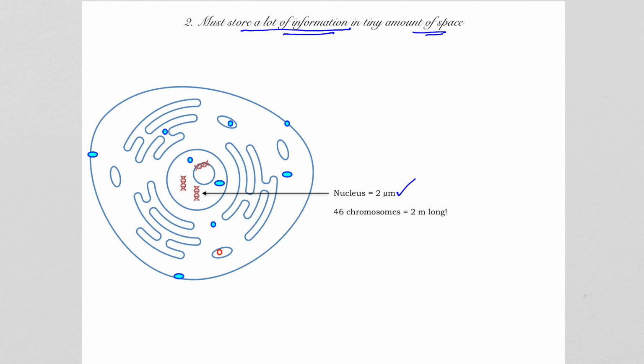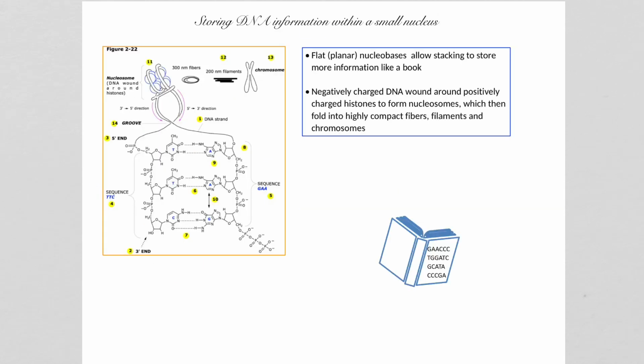Now, the nucleus is about 2 micrometers in dimension. While the 46 chromosomes, if you extend all the DNA out of every chromosome and join them together, they are about 2 meters long. So there's a lot of DNA to be packed into a very, very tiny space. So what are the structural features of DNA that allow it to be packed within a tiny amount of space that we call the nucleus?